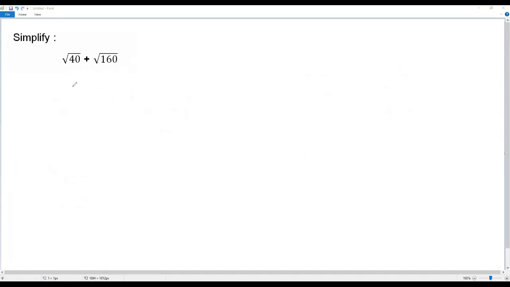Hello everyone, in this video we are going to see how to simplify square roots. Here we have a numerical expression. To simplify this numerical expression, we have to simplify each of these two square roots. Let's simplify the first square root. Consider the number we have inside the square root.